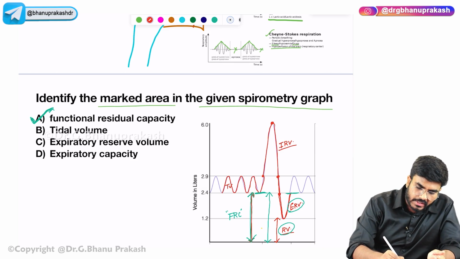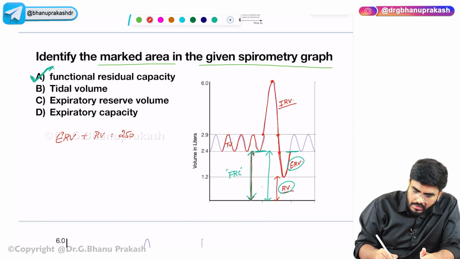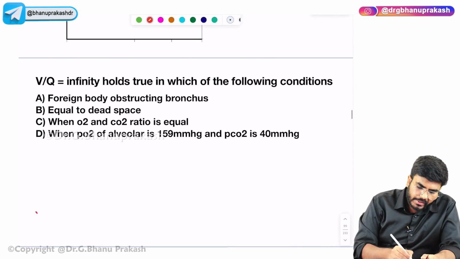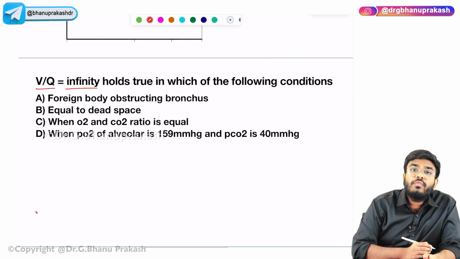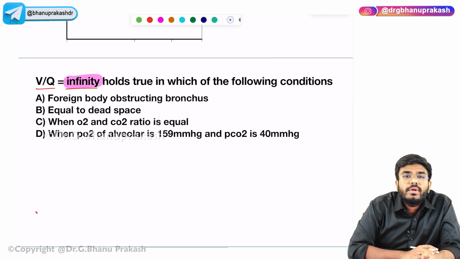Okay, functional residual capacity is the sum of expiratory reserve volume plus residual volume. If you add it, it will be somewhere around 2500 ml. Next, V by Q is infinity in which conditions? I have told you, V by Q is infinity in which condition? It's going to be infinity in pulmonary embolism.